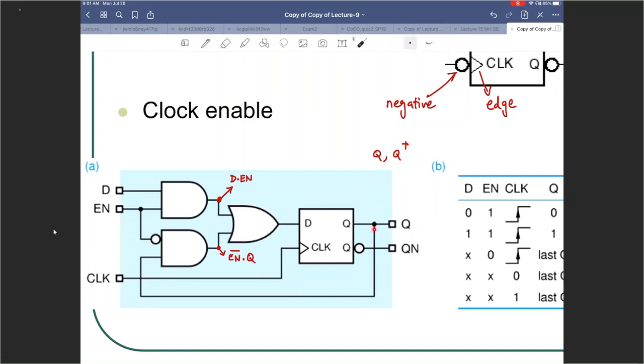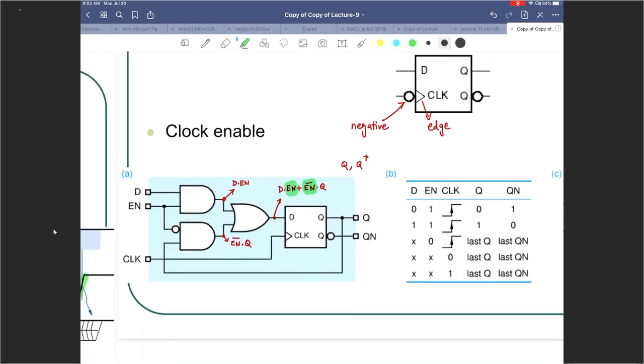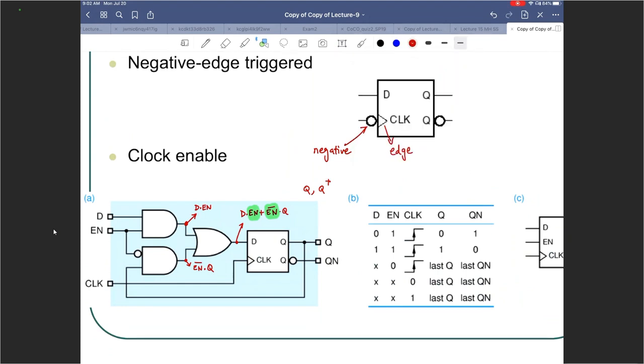So the previous output comes in, enable complement comes in over here. So what is D? D, the new guy right here, is D and enable, or enable complement and Q. Where have we seen this kind of equation before? We have seen this kind of expression before when we were doing the muxes, right? Enable complement, enable. So if I box this up, that is essentially a 2:1 mux. I'm going to sketch that 2:1 mux right here.